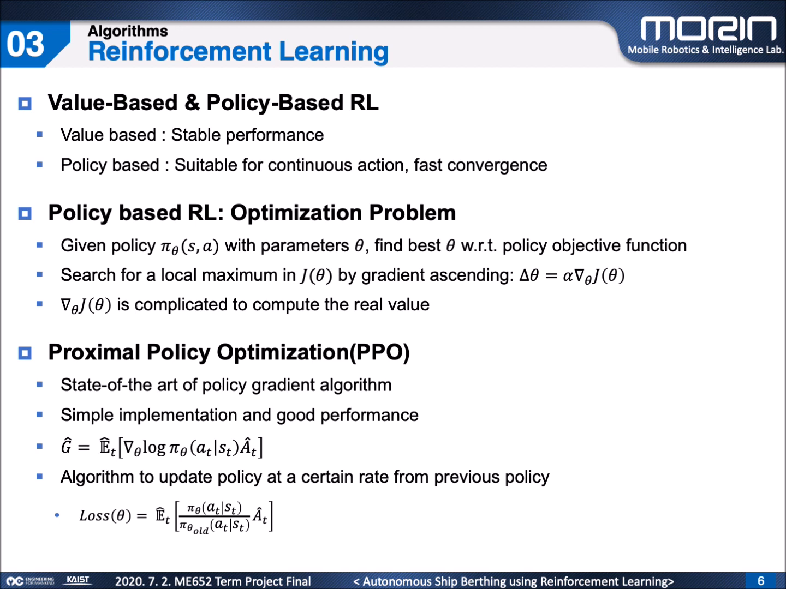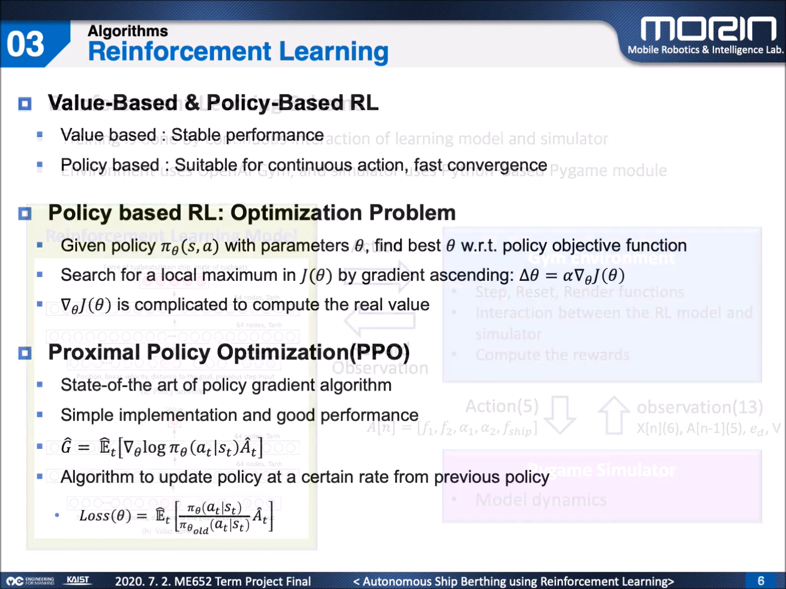The algorithm consists of 2 networks. One is the policy network and the other is the value network. For the policy network, we compute the loss values as follows, and the output of the policy network is the action value.